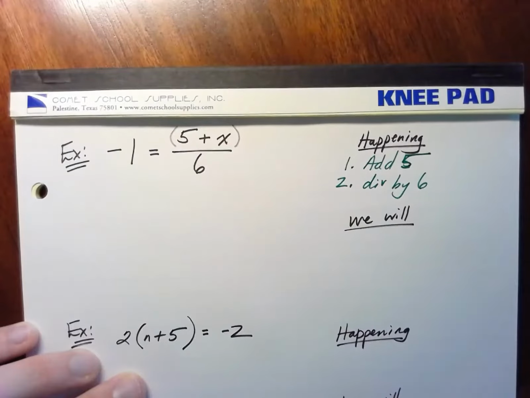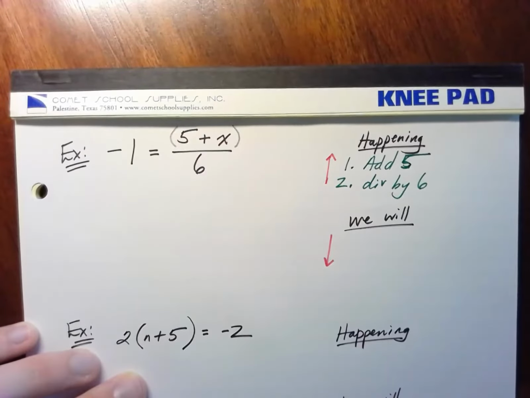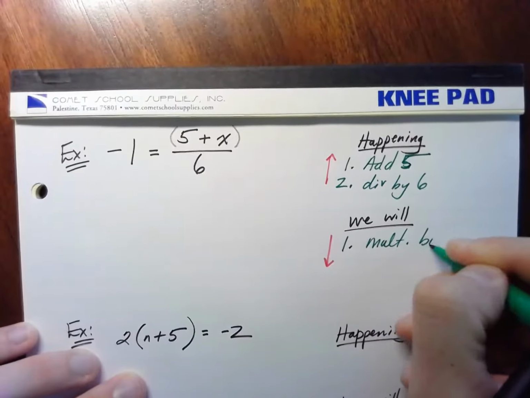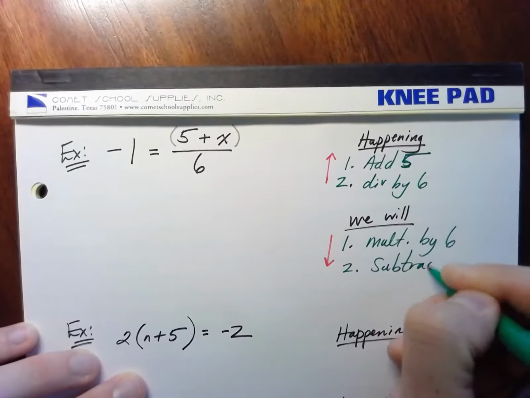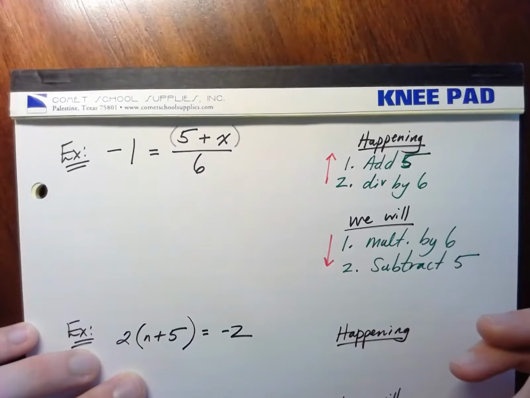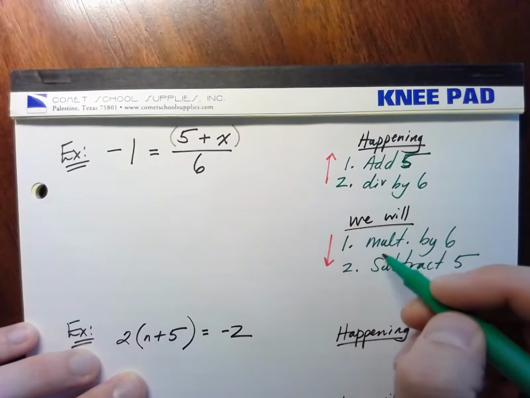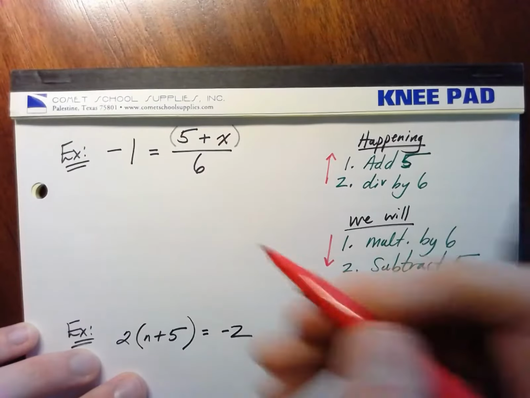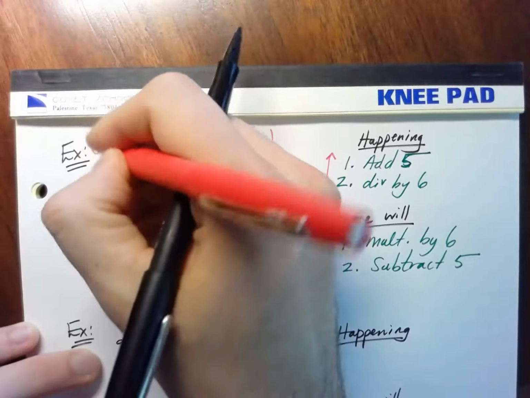So if that's the case, then we're going to reverse that. And so we are going to multiply by 6 and then subtract 5. So instead of dividing by 6, we're going to multiply by 6. Instead of adding 5, we're going to subtract 5. So multiplying by 6, and we're going to do that on both sides of the equation. So here's a 6, and here's a 6.